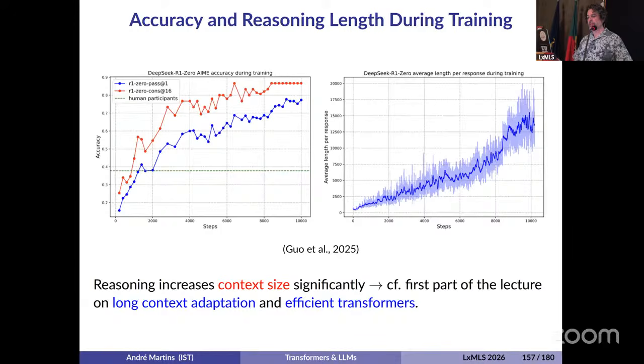But one thing that they noticed here is that the accuracy tends to improve as models think for longer, as they spend more thinking tokens. And as you do RL for more steps, the average length per response also tends to increase. So both the length of the reasoning and the accuracy increase as you do RL. This also brings a challenge that I mentioned in the first part: you are going to have transformers that have to deal with very long context sizes. You need ways to do this efficiently.